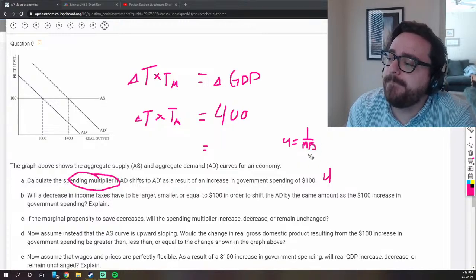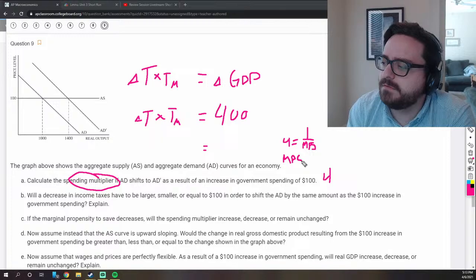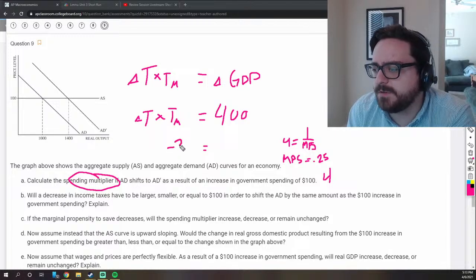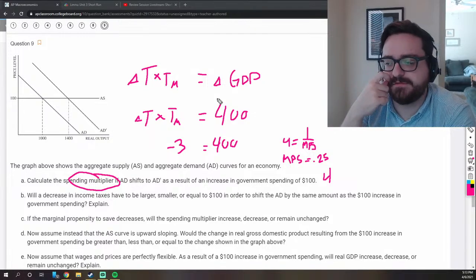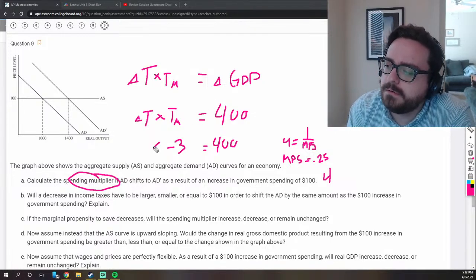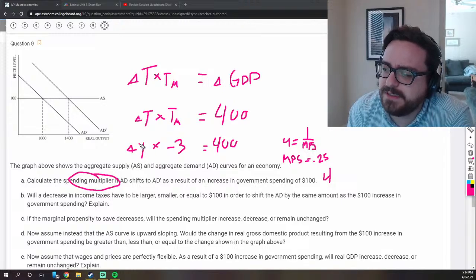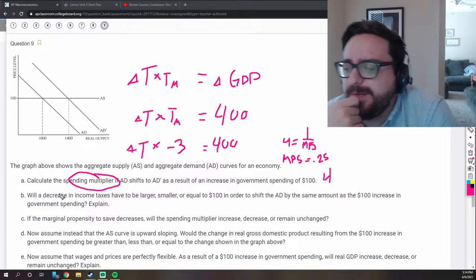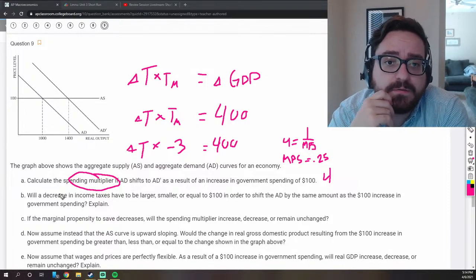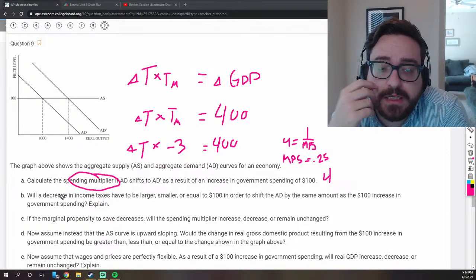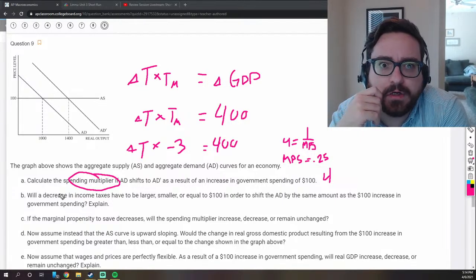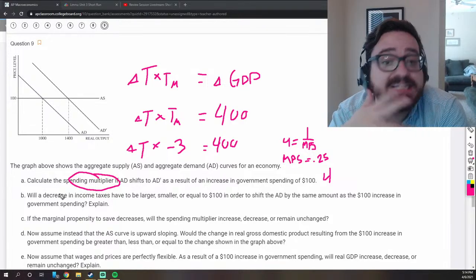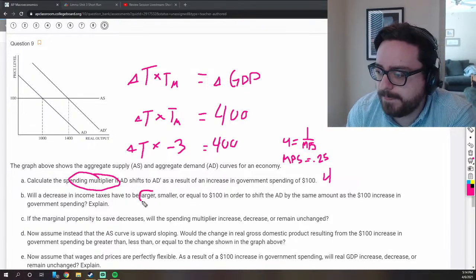But my MPS here would be 0.25. So my tax multiplier would be negative 3. So it ended up being 0.75 over 0.25 for the tax multiplier, and it's negative. So would my change in taxes have to be, and since it's going to be a decrease, so it knows that it's got to be negative, that's fine. Will the decrease in taxes have to be larger, smaller, or equal to 100? It's going to have to be bigger, right? Like if I divide 400 by 3, it's going to be like $133, I think, and 33 cents. That's more than 100. So it'll have to be greater.